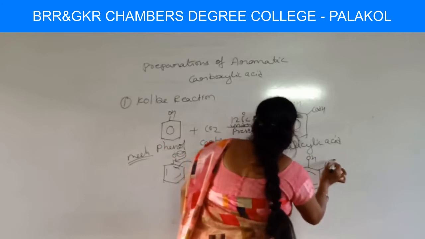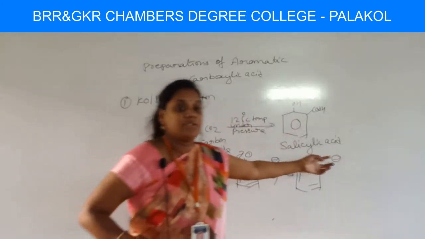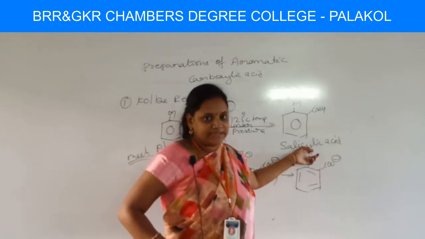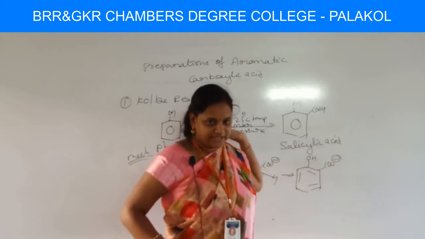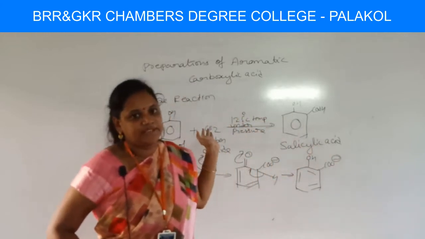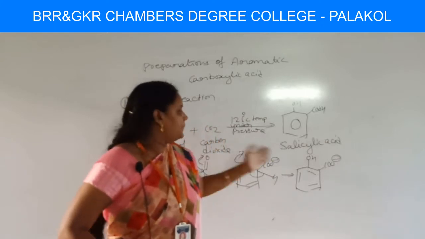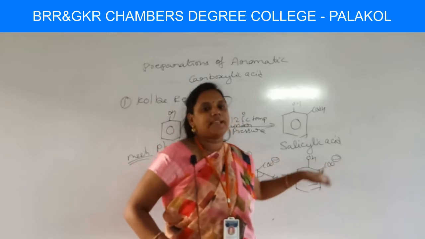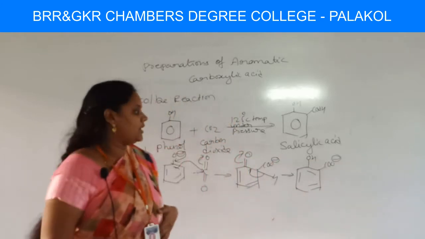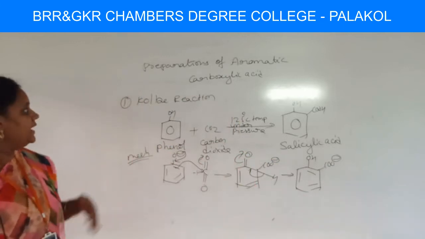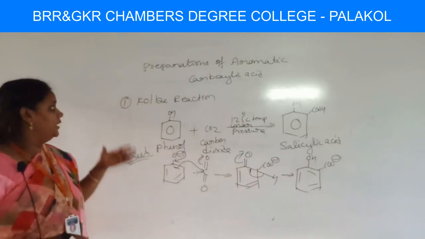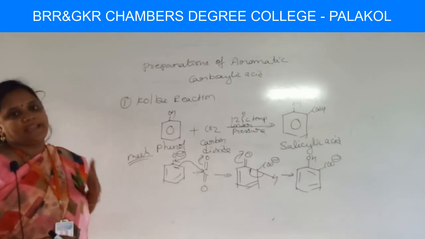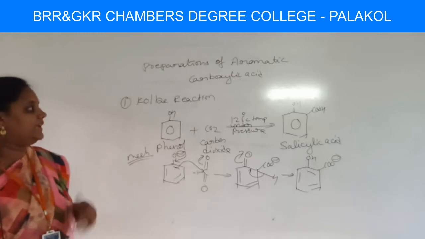OH, COO minus. First, the sodium salt of salicylic acid is formed when it is treated with NaOH in the presence of a base. You will get COONa, sodium salicylate, which on further hydrolysis gives salicylic acid. This is about the Kolbe reaction from which we can prepare an aromatic carboxylic acid.